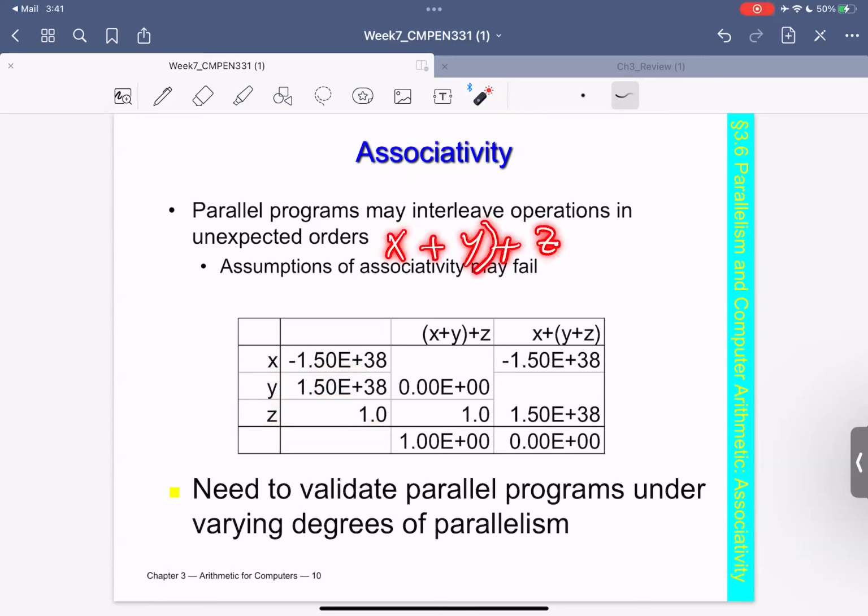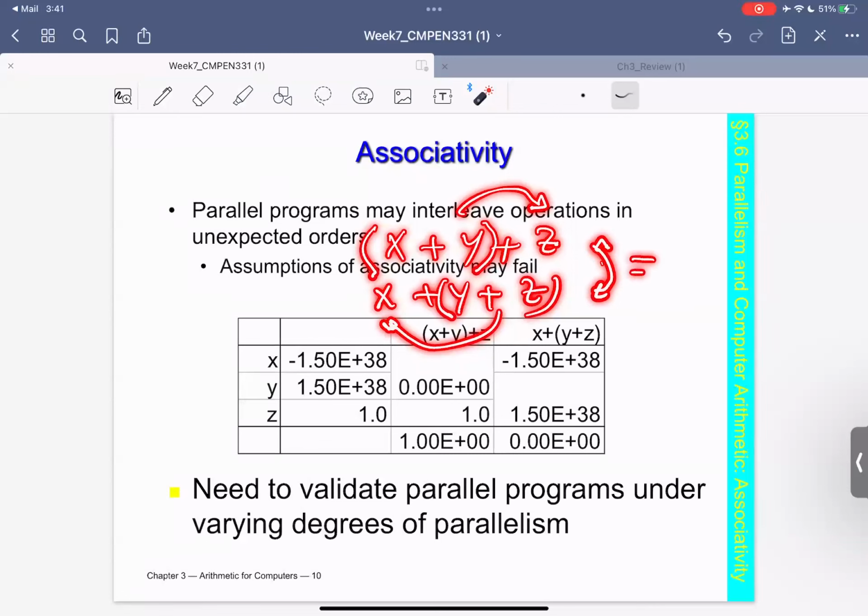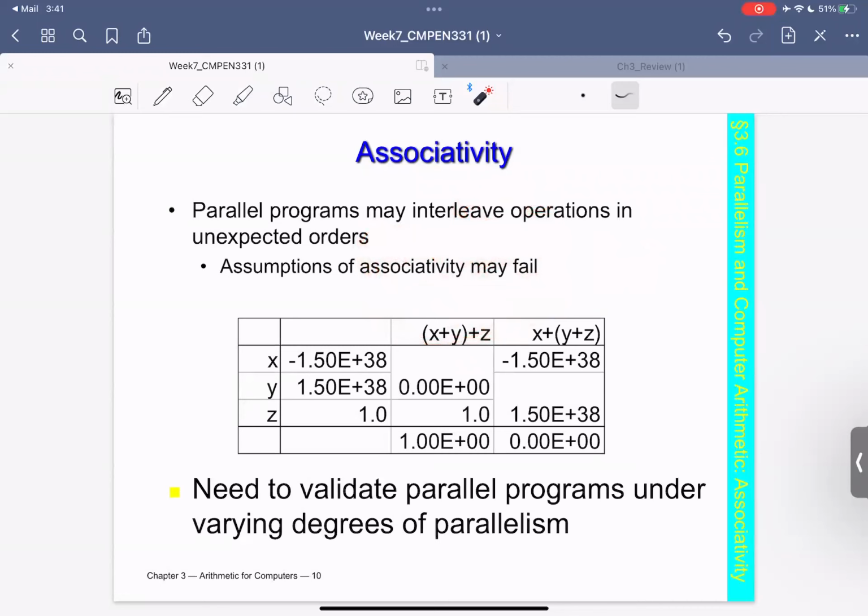But first, I would like to add x plus y at the beginning and then add the result to z. Or I would like to do y plus z and then add the result to x. And we would like to compare the results. Are they equal to each other or not, to see if the associativity holds or not? Let's begin with the very first option, x plus y first, and then we'll add z.